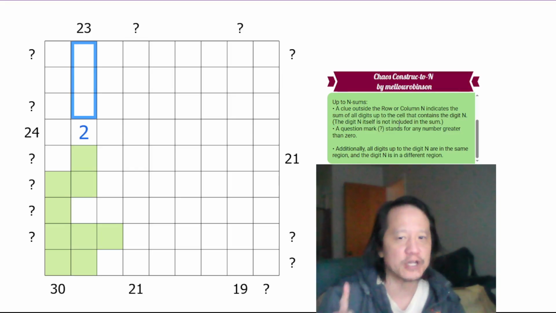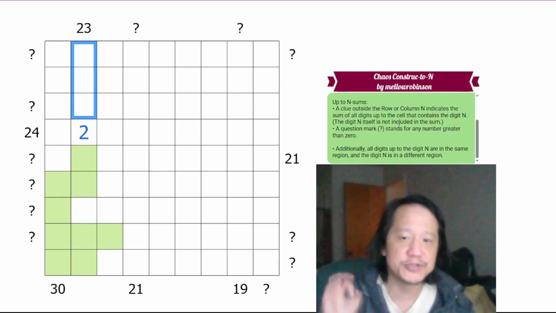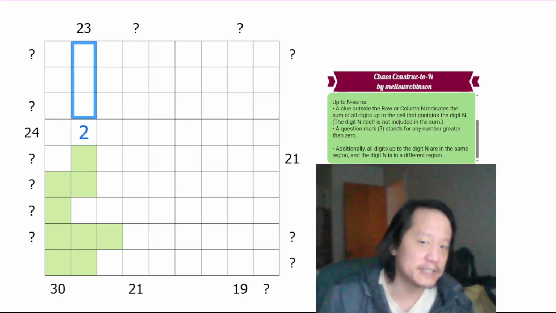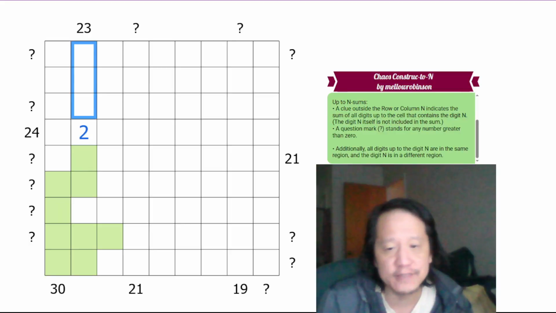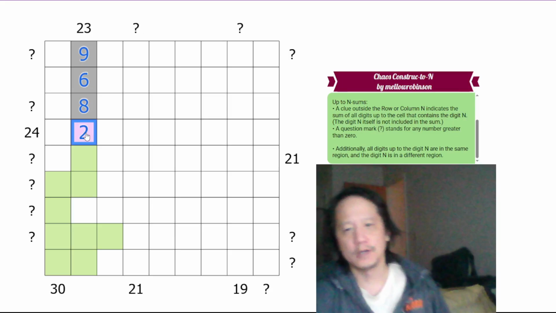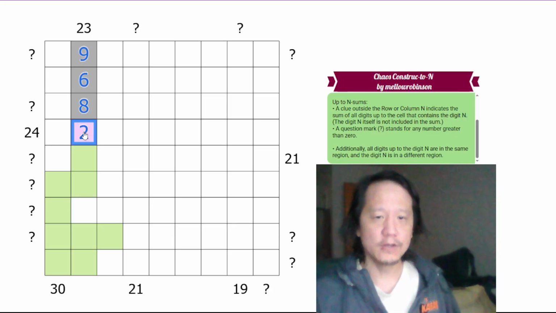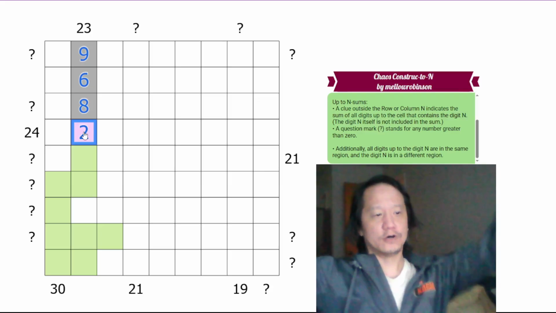Additionally, all digits up to the digit n are in the same region, and the digit n is in a different region. So say we had this example, then these would be in one region, and this would have to be in another region here. And that's all the restrictions there. Those are all the rules.